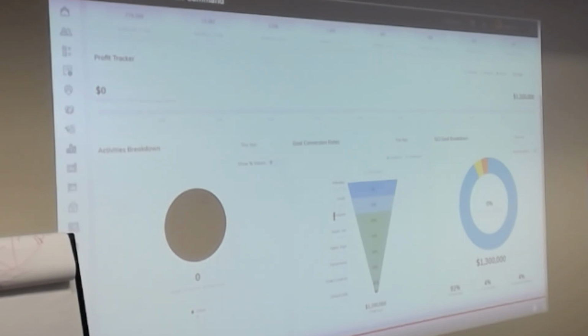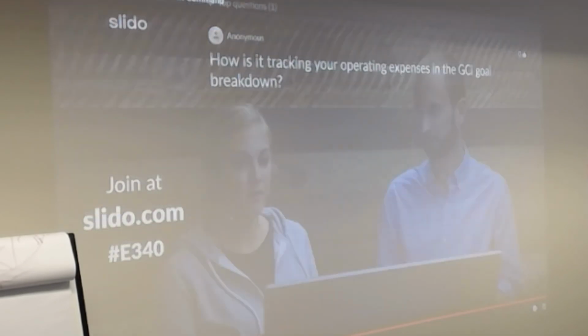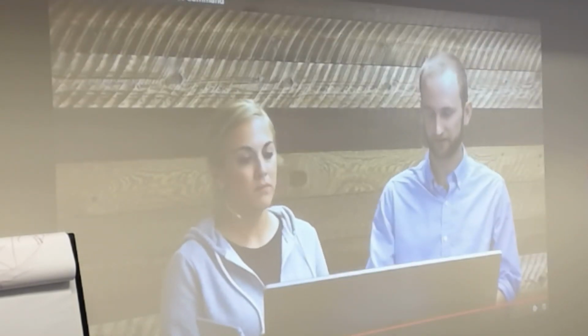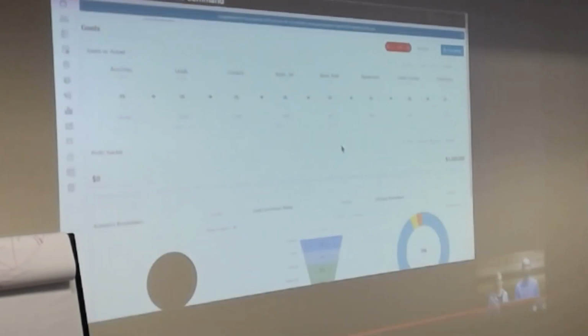And Anonymous asked, how is it tracking your operating expenses in the GCI goal breakdown? The concern here, I think, is just connectivity or doing something once and having it be tracked. And the answer to that is that what you put into the Kelly Guide as your operating expenses is where that number is coming from. There's an existing GCI calculator tool that does not yet work with the reporting applet here with this goals tab. So you can think of this as basically standing independently.